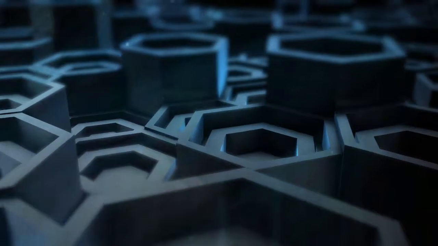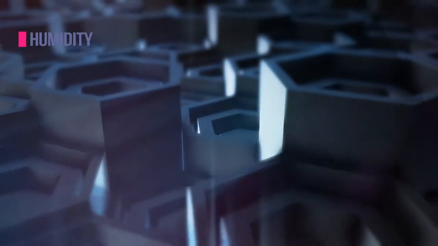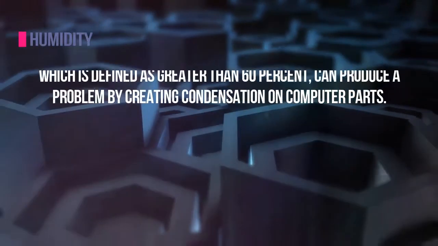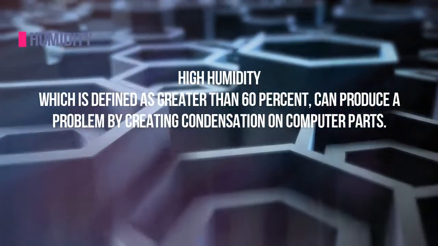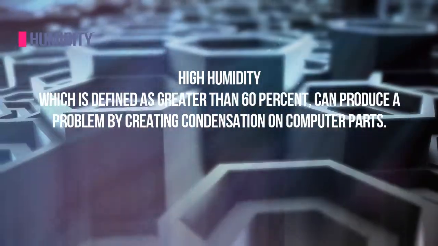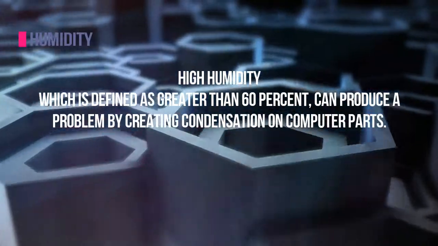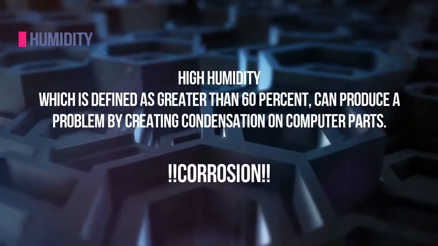Humidity. The ideal operating humidity range is defined as 40% to 60%. High humidity, which is defined as greater than 60%, can produce a problem by creating condensation on computer parts. And I think you could actually visualize that. High humidity also creates problems with the corrosion of electrical connections.